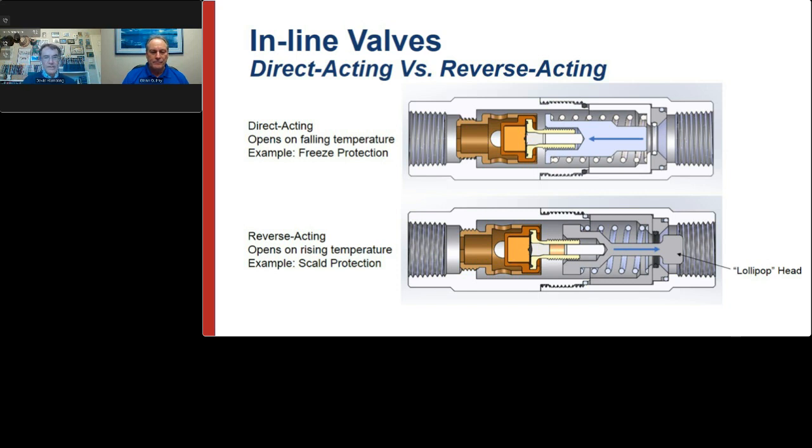Right. Okay, so that tells us a bit about what they are and what the different types are. Can you tell us what the advantages are of using self-powered devices for this type of application? Sure. Let me just move to the next slide here.